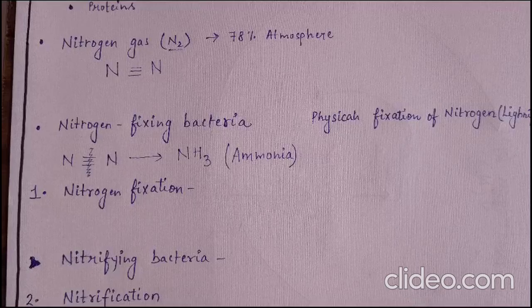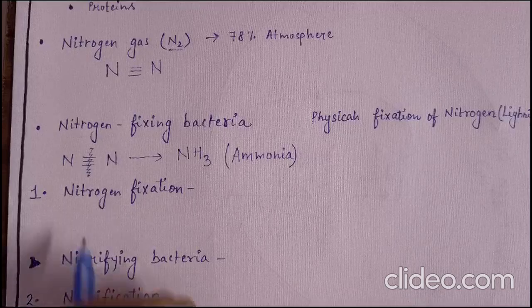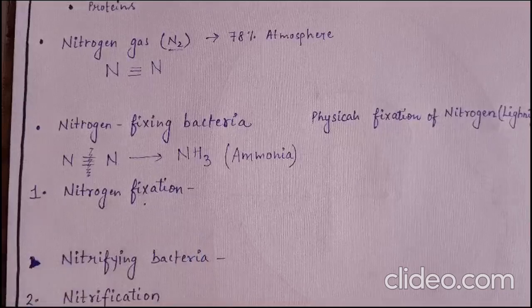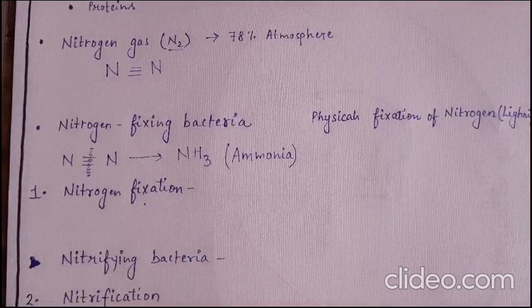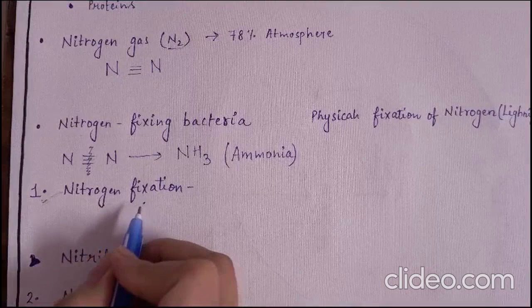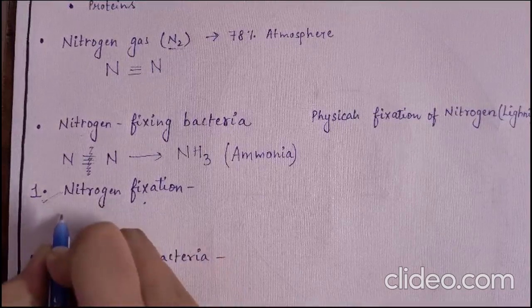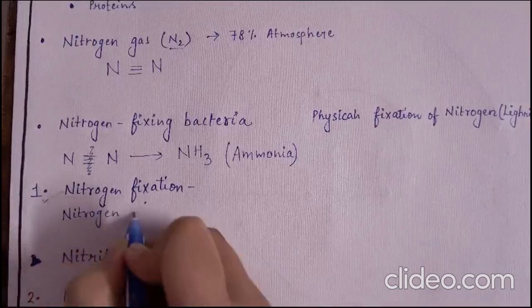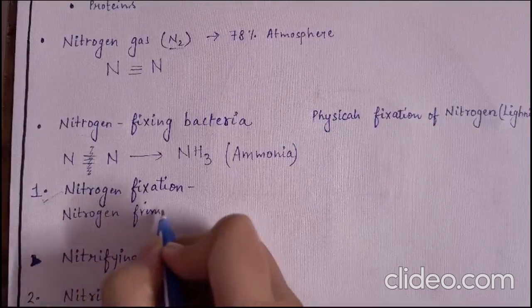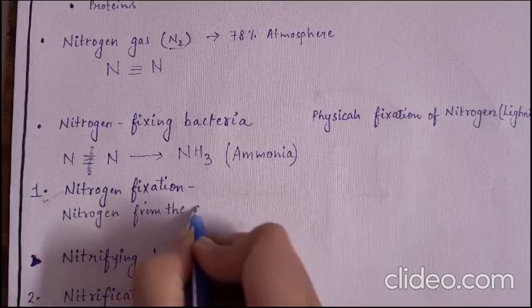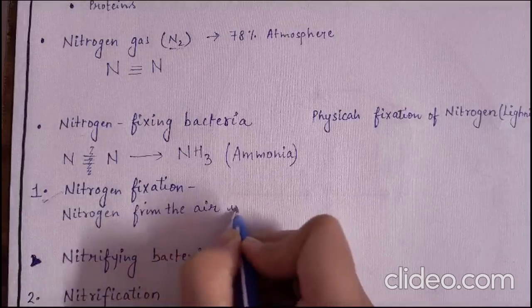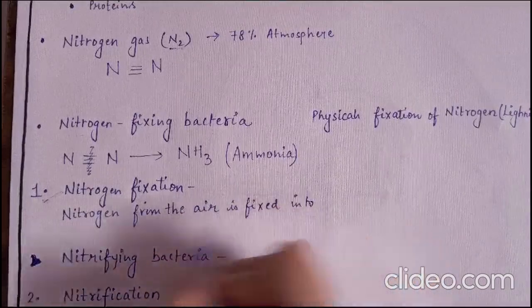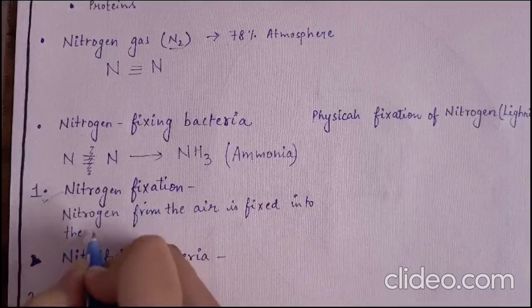All right, and this whole process, this fixing of atmospheric nitrogen into the soil so that it can be used by living organisms, is termed nitrogen fixation. And this nitrogen fixation is the very first step of our nitrogen cycle. Nitrogen fixation is the process in which the nitrogen from the air, let me write it for you, nitrogen from the air is fixed into the soil so that it can be utilized by different living organisms.